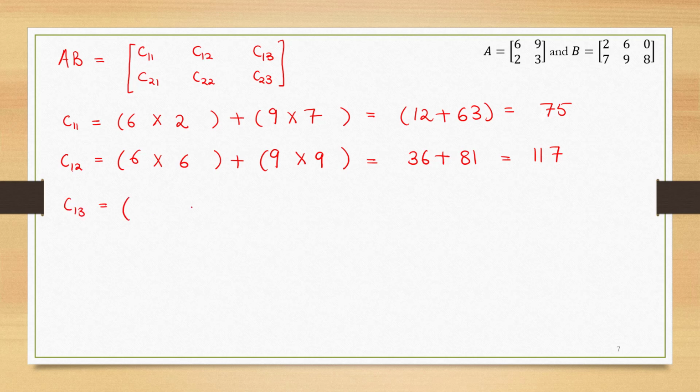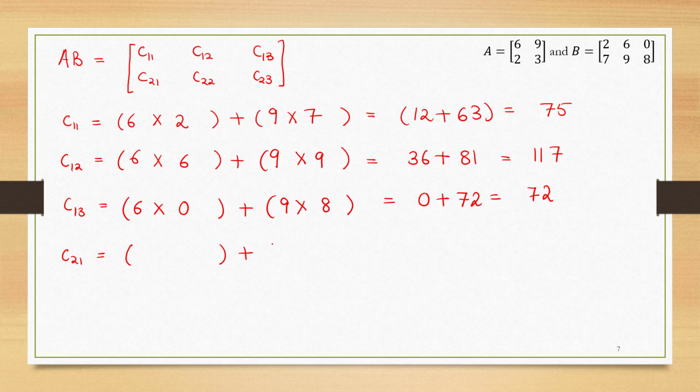C13, again we put 2 brackets here. The first entries will come from the first row of A, that is 6, 9, multiplied by the third column of B, that is 0, 8. So we get 0 plus 9 eights are 72. So it is 72.